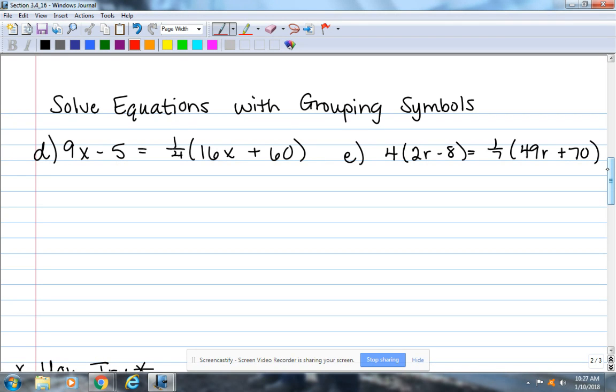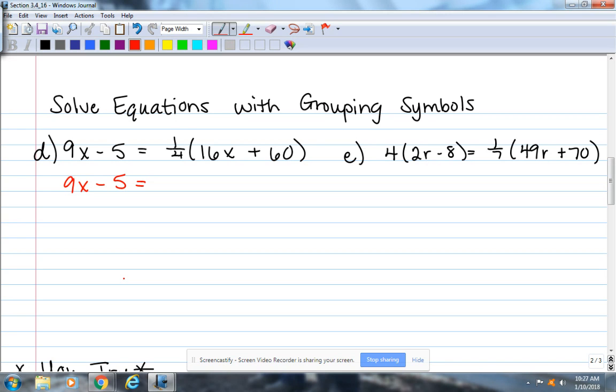So what do you think we're going to do first on problem D here? Distribute. Very good. Now, let's just talk about fractions for a second. Multiplying by 1/4 is the same thing as also doing what? Dividing by 4, right? So if these numbers are divisible by 4, and I think they are, it should be pretty easy. So we're going to copy that 9x minus 5.